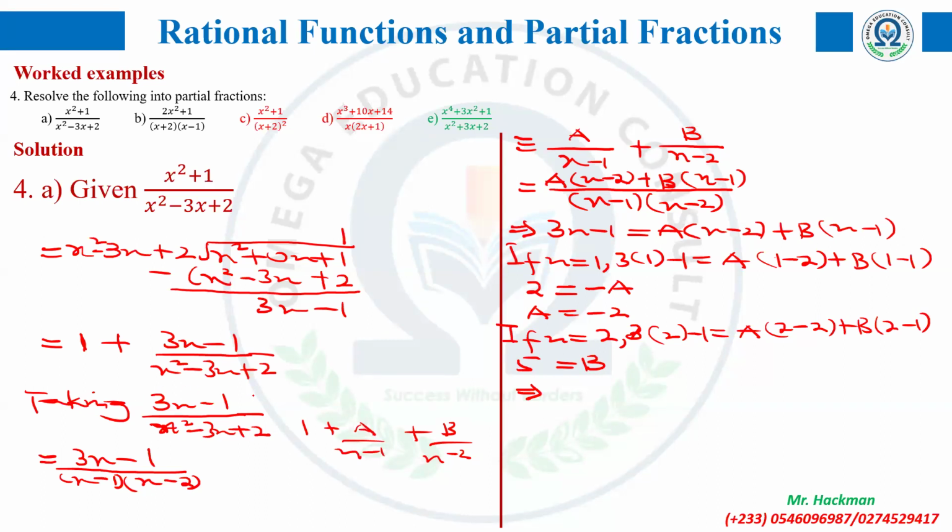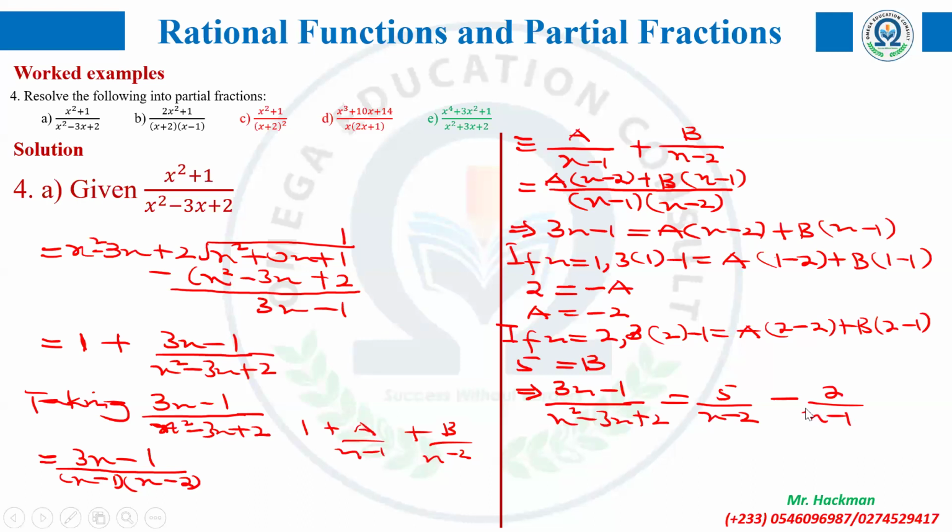So you write, this implies that 3x minus 1 over x squared minus 3x plus 2 will be equal to, now A is negative, so I can't start with A. Let's look at the B. B is what? Is it positive? It's positive. So 5 over, I will start with this. So 5 over x minus 2. Then minus 2 over x minus 1. But I'm not done.